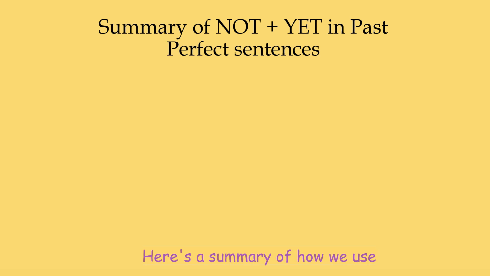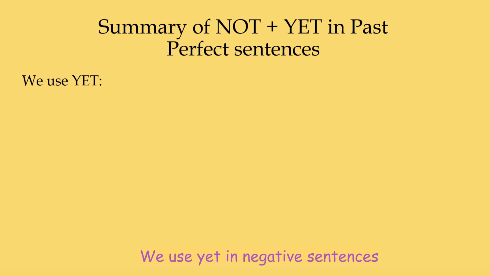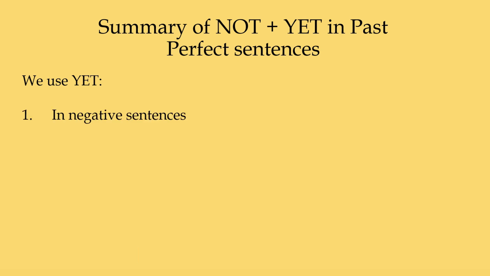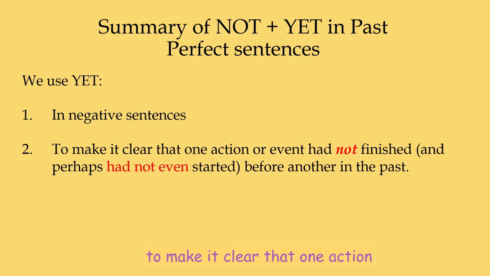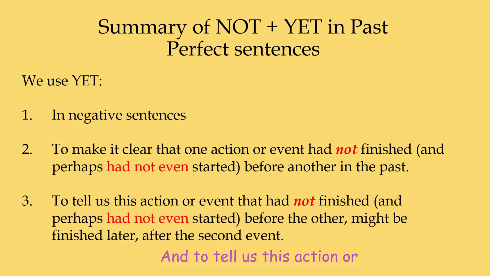Here's a summary of how we use not plus yet in past perfect sentences. We use yet in negative sentences to make it clear that one action or event had not finished and perhaps had not even started before another in the past, and to tell us this action or event that had not finished and perhaps had not even started before the other might be finished later, after the second event.